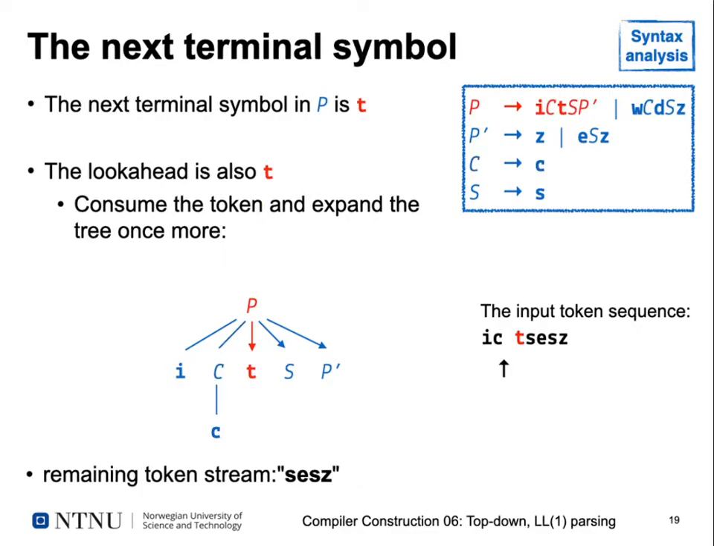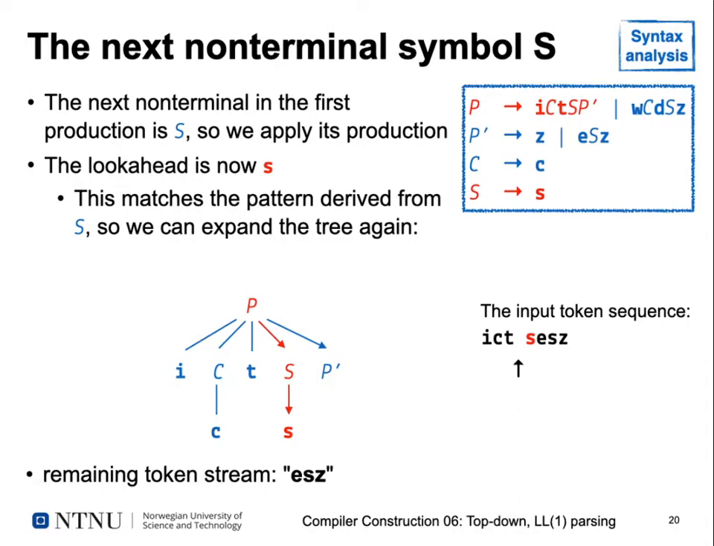The next symbol in P, so we're going upwards again and going down the next one, is a terminal symbol T. Well, the lookahead is also a T. Hooray, we can consume that token and expand the tree once more. Our remaining token stream is now SESZ only. We've taken away the T, and we can go to the next step.